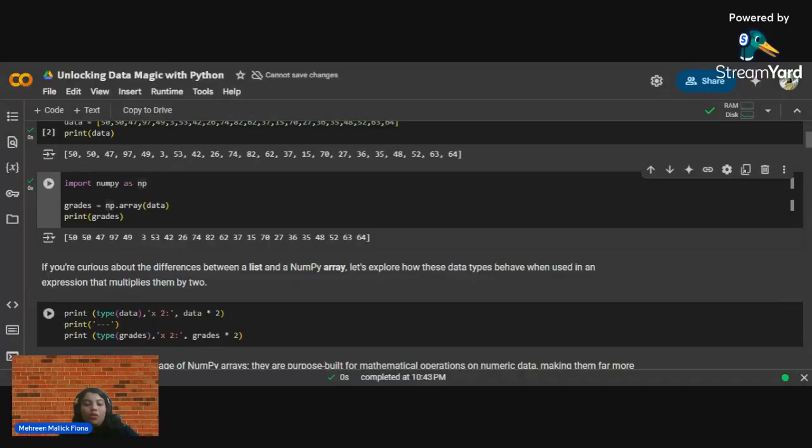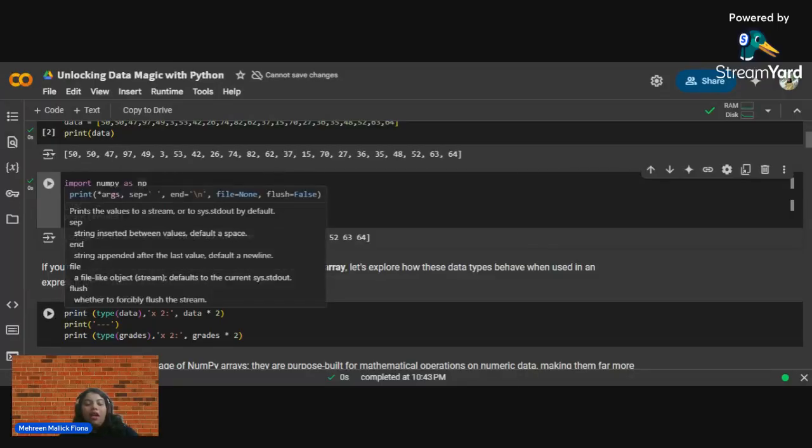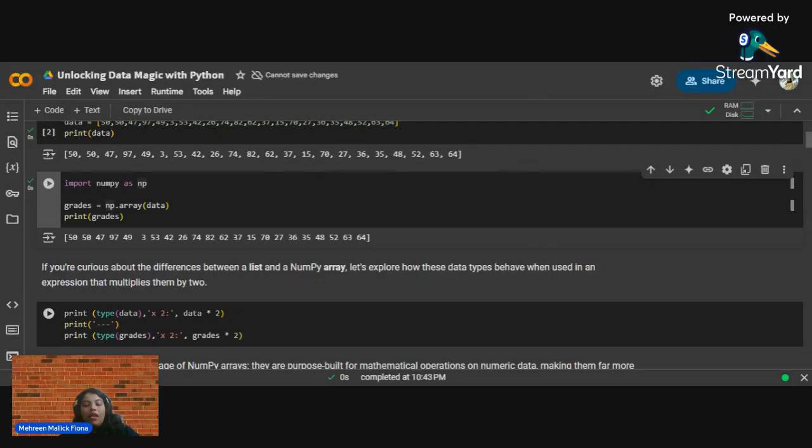For the third cell, I am calling the print function, and inside that print function I'm calling another function, the type function, which is also a built-in function of Python. I am passing data to the type function. As you can see when I am hovering here, wait a moment.